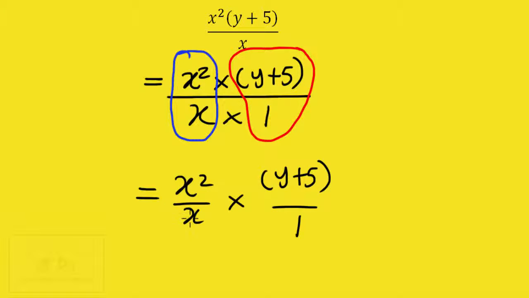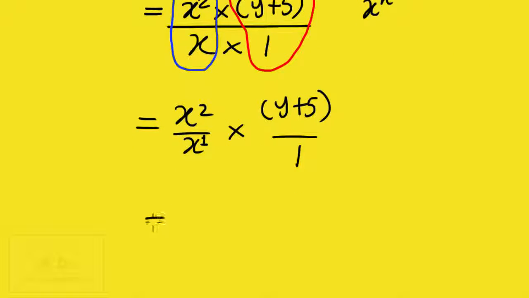And if you recall, we have a law of indices which says that x to the m divided by x to the n is x to the m minus n. So this law allows us to simplify expressions of this form, like this: x to the 2 divided by x, which you can say is x to the 1, is x to the 2 minus 1 times y plus 5 divided by 1.